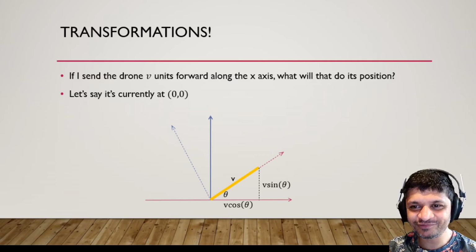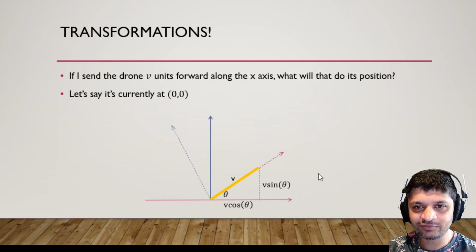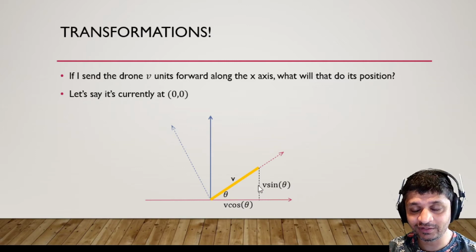Well, we can use a bit of trigonometry. So we know that this angle is theta. We know that this is a right angle. And so we can say that the movement of v along the x-axis of the robot causes a movement of v cos theta along the world's x-axis and v sine theta along the world's y-axis.